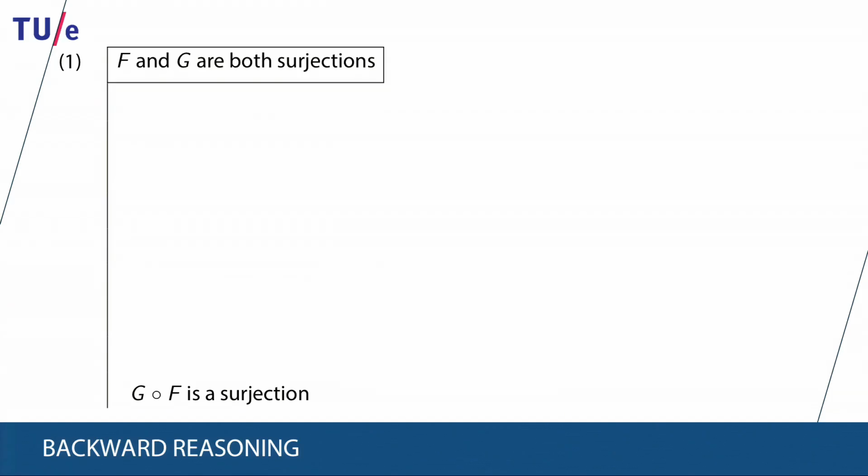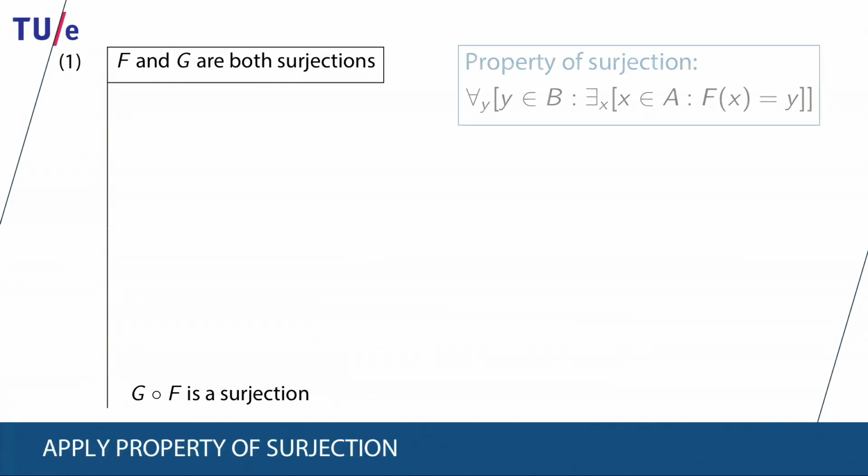The lemma is a conditional statement. We put the condition that f and g are both surjections in a flag, and set as our goal to prove that g after f is a surjection. Proving that some mapping is a surjection amounts to proving that it satisfies the property of surjection.